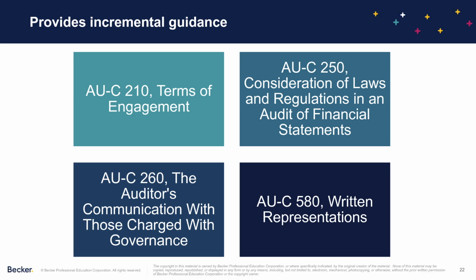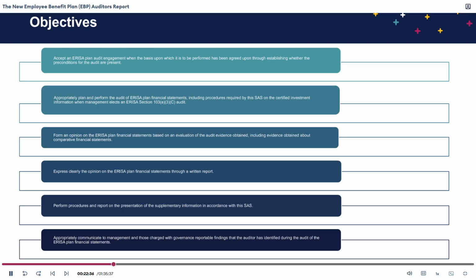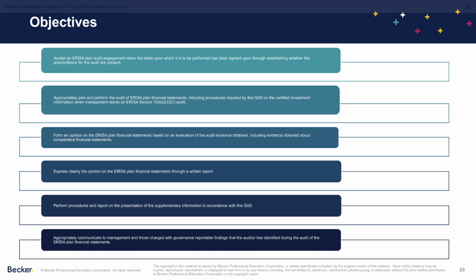So let's talk about objectives, right? When we look at this SAS 136, what's in here? What is the goal here? So our objectives are to accept an ERISA plan audit engagement when the basis upon which it is to be performed has been agreed upon through establishing whether the preconditions for an audit are present. So as I mentioned, AUC Section 210, which is the terms of engagement, is going to have some additional preconditions for an audit that have to be met when it's an ERISA audit, and so we would check in there.